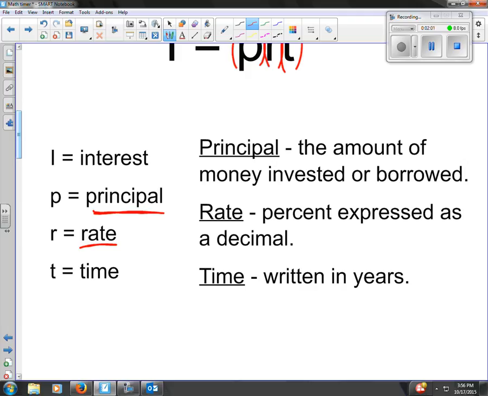Okay, so the principal, you need to know this, so write all of this down. The principal is the amount of money invested or borrowed, initially invested or initially borrowed. Okay, the rate is the percent in a decimal. Again, this must be in a decimal. Okay, it's really important that you have it as a decimal. All right, and then time has to be written in years. So if you're given it in months, then you need to convert it or change it to years, or it's not going to work.